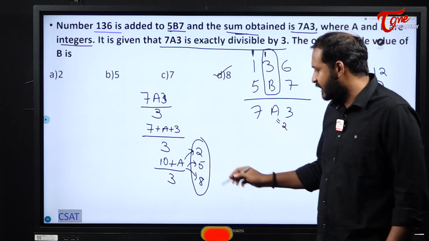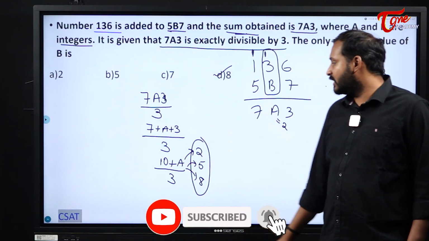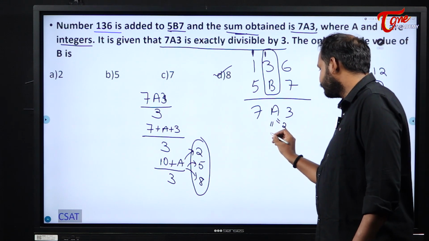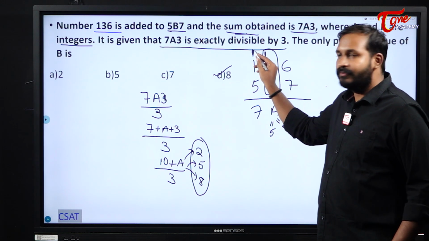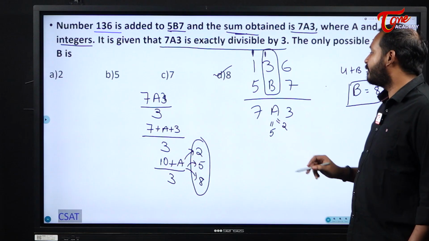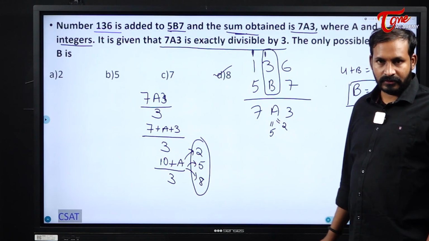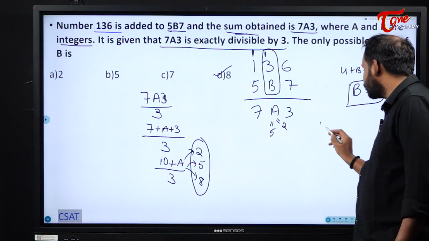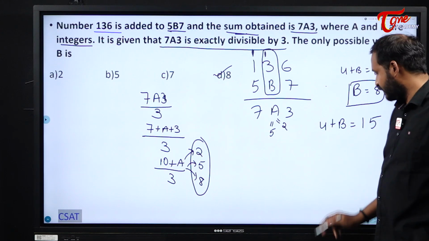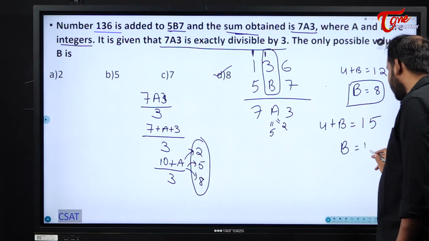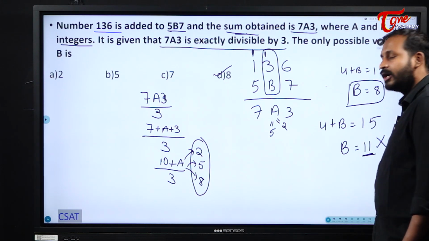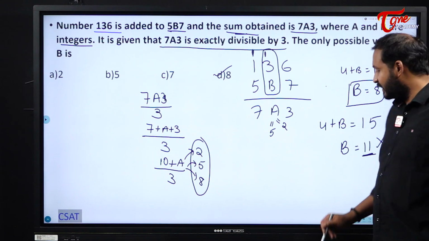But for your understanding, we will check 5 and 8. If I take a as 5, obviously it should become 15, 1 and 5. Now what happens to my b value? 1 plus 3 is 4. That means 4 plus b should become 15. Now b becomes 11, which is not possible. Why can b not be 11? Because it is becoming a 2-digit number, and that is not possible.